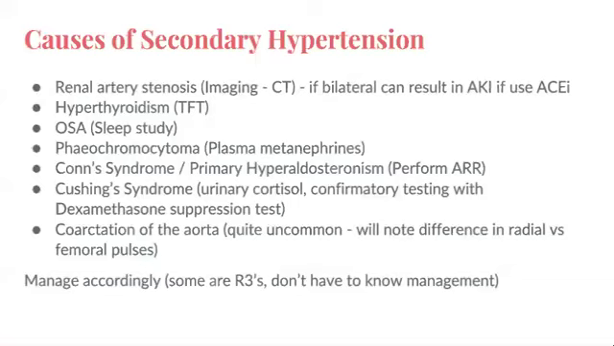For Cushing syndrome, there's a few different tests. The confirmatory test would be dexamethasone suppression test. And for the coarctation of the aorta, I said it's something that you would suspect on examination. And then you can do some further imaging tests as well.